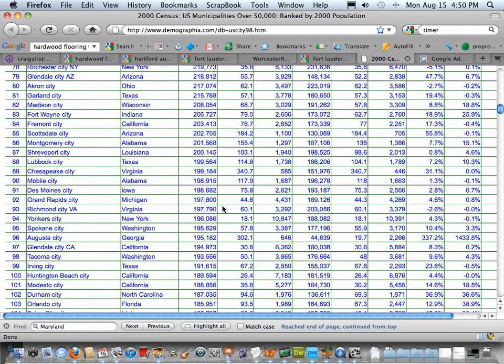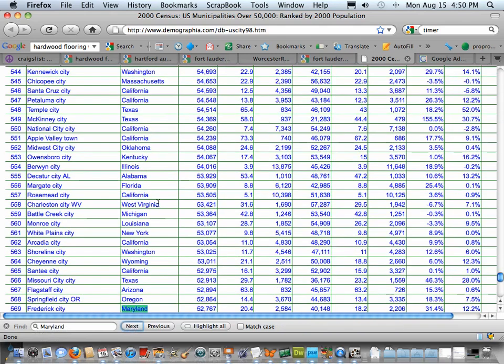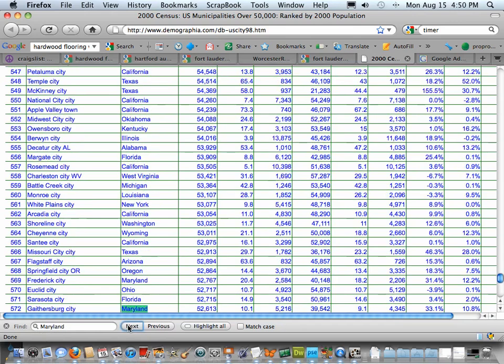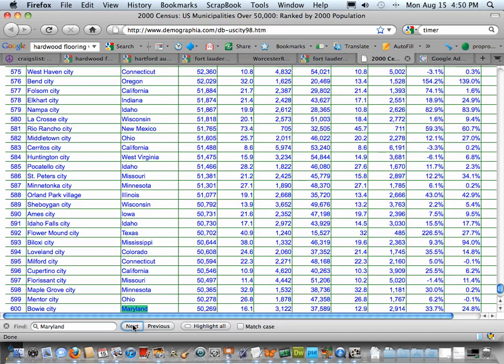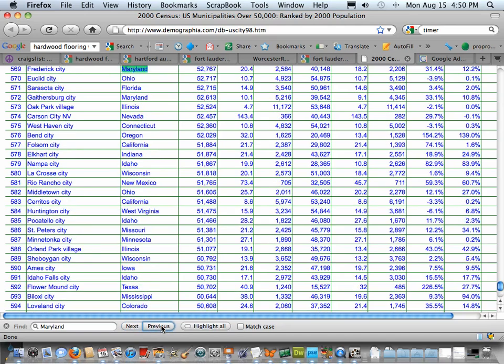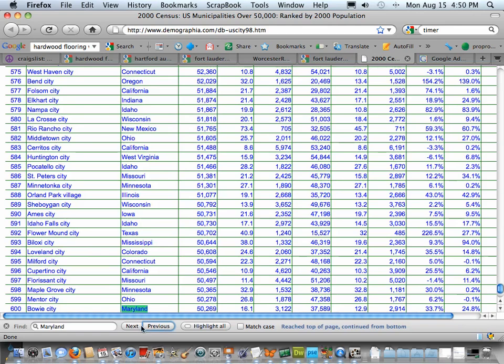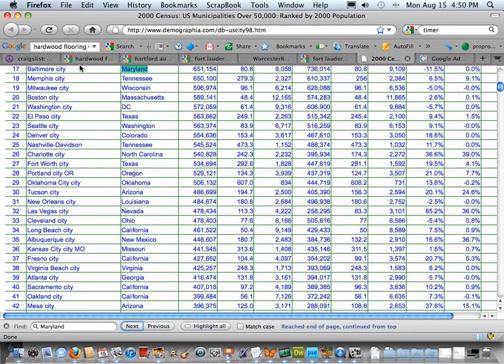It doesn't matter where you are, there's going to be a city close to you. Let's say that you're in Maryland. We'll start at the bottom. In Maryland, you've got Bowie City, Gaithersburg, Frederick City, and Baltimore City. Or, you know what, I would stay out of Baltimore. I didn't realize it was number 17.